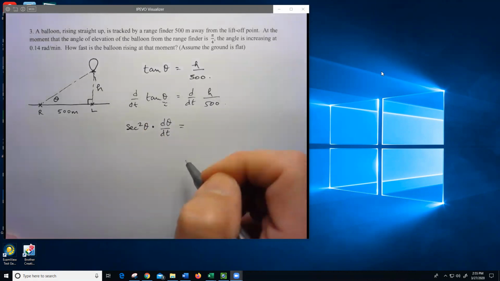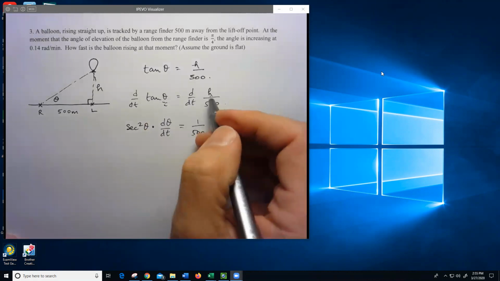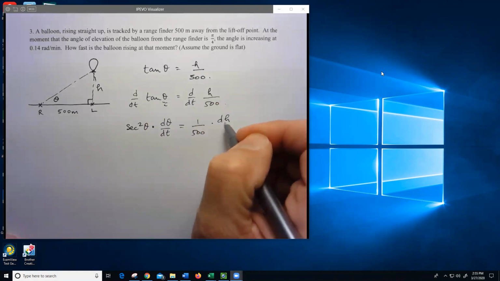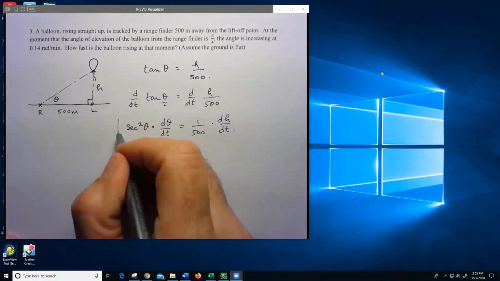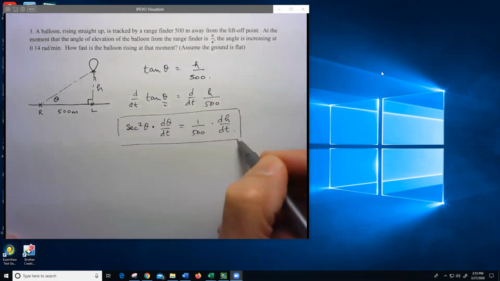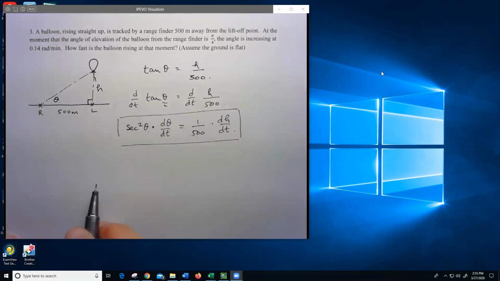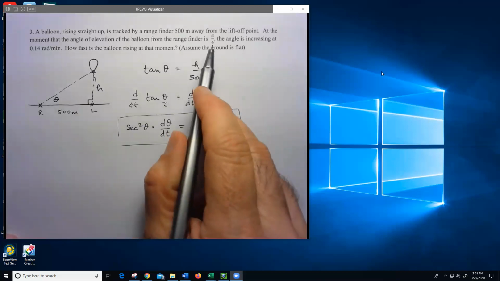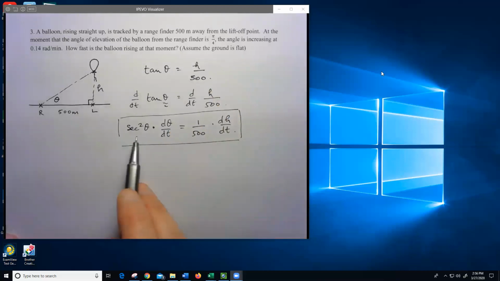And here, 1 over 500 is just a constant, times the derivative of h with respect to time. And what do we have? This is our related rates equation. It's the equation that relates the rate of change of the angle with the rate of change of the height. And we are now seeing why it was important for them to give us a particular angle, because we have this secant squared theta that's hanging around. Without this information, we wouldn't have been able to solve the problem.